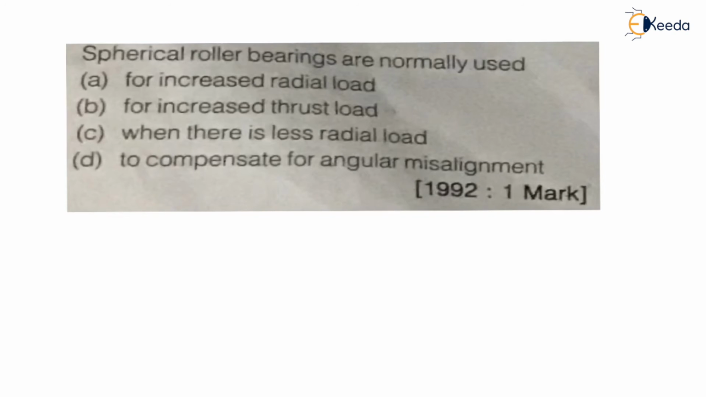The next question on rolling contact bearing was asked in GATE 1992 for 1 mark. The question is, spherical roller bearings are normally used. My dear students, normally spherical roller bearings are used to compensate the angular misalignment. That is, option D is the correct choice, to compensate the angular misalignment. Therefore we have to select option D, that we have already explained in the theory lectures. Now we will see the next question.